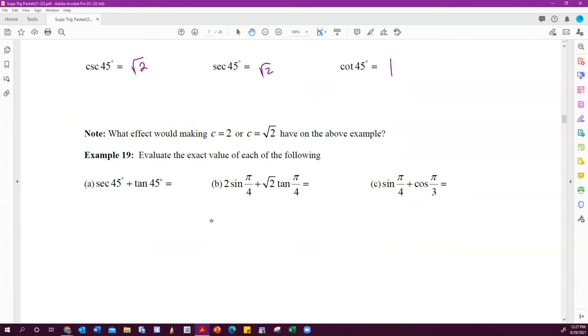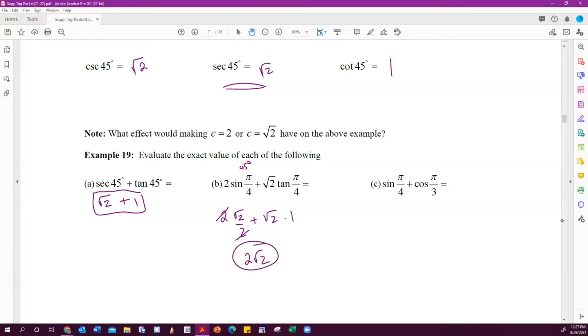So let's calculate these now. The secant of 45 degrees, I can still see it there, is radical 2. And the tangent of 45 degrees is 1. So that's rad 2 plus 1 over 2. Sine of pi over 4, and pi over 4 is the 45 degree angle, so sine of pi over 4 is rad 2 over 2 plus radical 2 times the tangent of pi over 4, which is 1. So you can see here the 2's cancel. So we have a rad 2 plus a rad 2, which means we have 2 rad 2's.